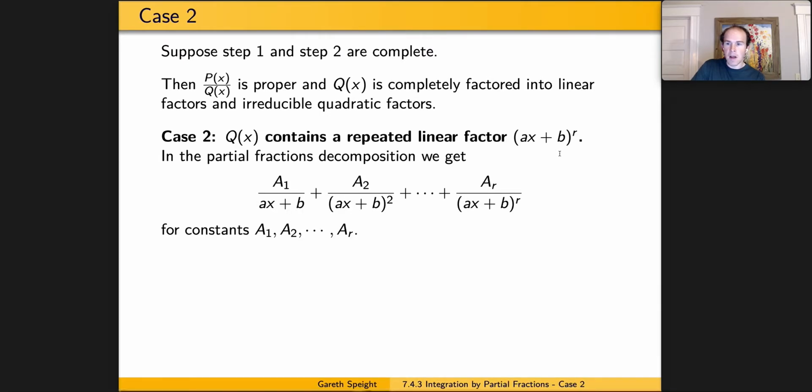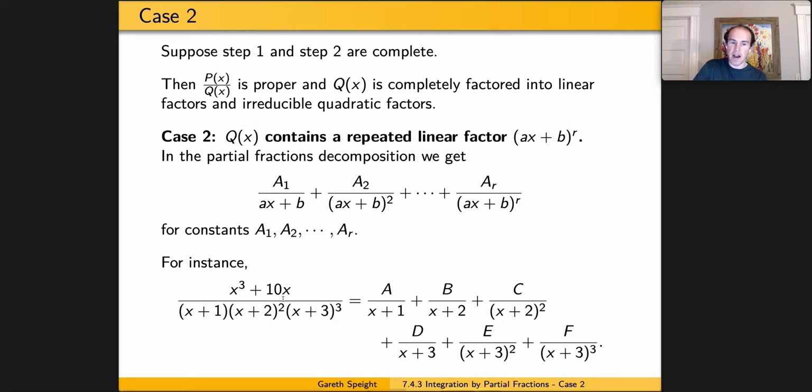So what do we mean? For example, if we had a linear term to the power r, so ax plus b to the power r, we're going to start off with a constant divided by ax plus b, and then a constant divided by ax plus b squared, and then so on for every power going up to r. So constant divided by ax plus b to the r. So we don't just have constant over ax plus b, and we don't just have constant divided by ax plus b to the power r. We have a constant divided by ax plus b for all the powers up to and including r.